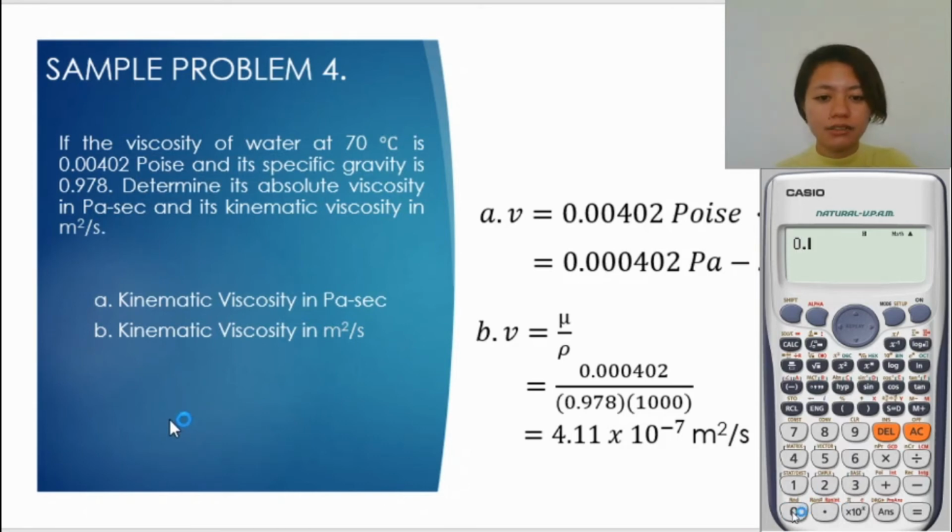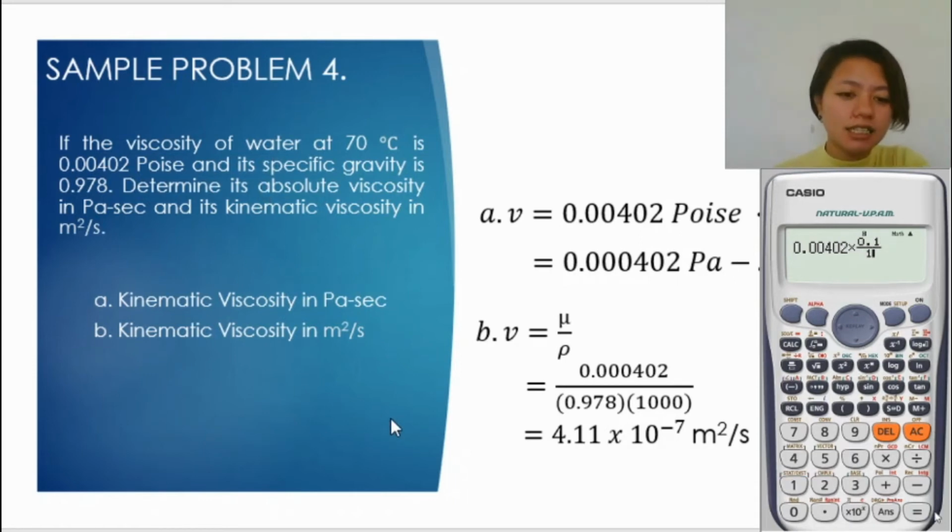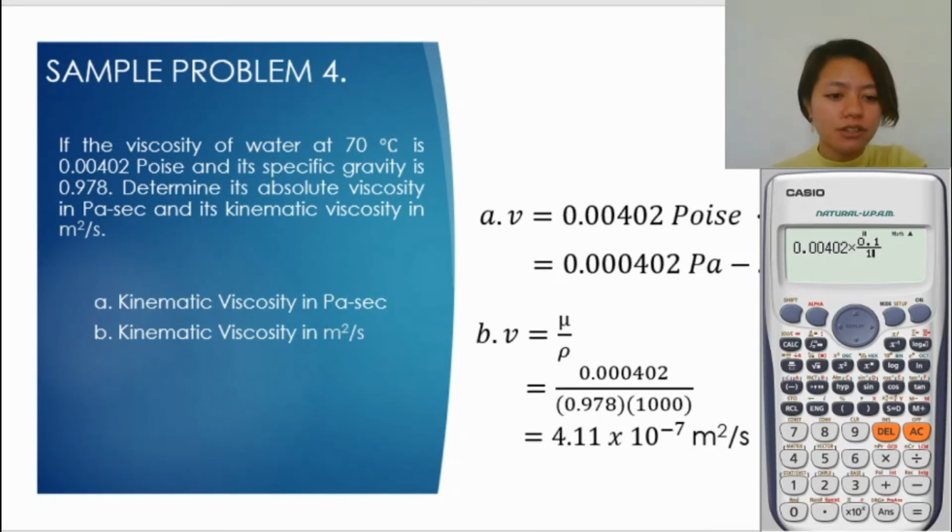Given man ni, 0.00402 times, para ma-cancel atong poise ako ng 0.1. Bali, ang pag-convert ani guys, sa isa ka poise na ay 0.1 Pascal second. So, balik tanong, sa isa ka poise na ay 0.1 Pascal second. So, ang atong answer is 0.00402 Pascal seconds or 4.02 times 10 to the negative 4.